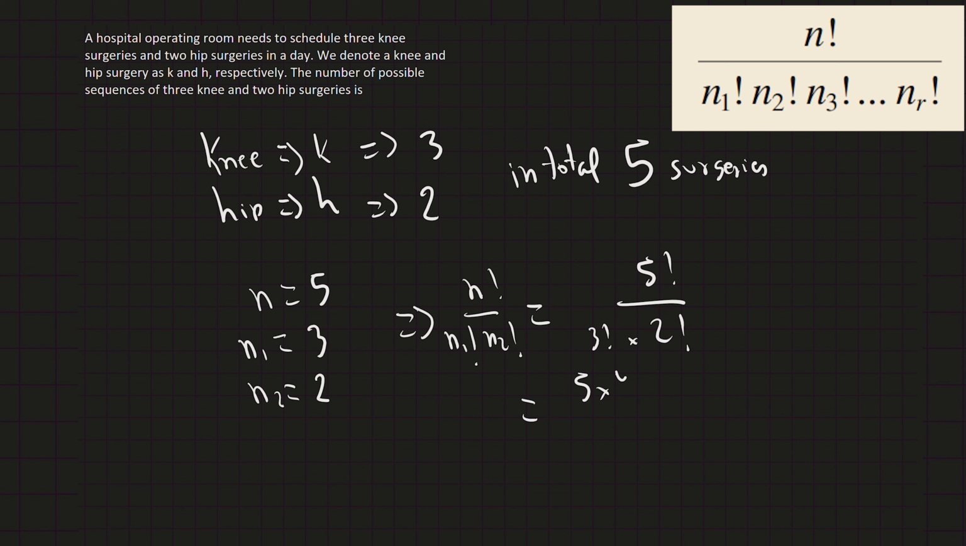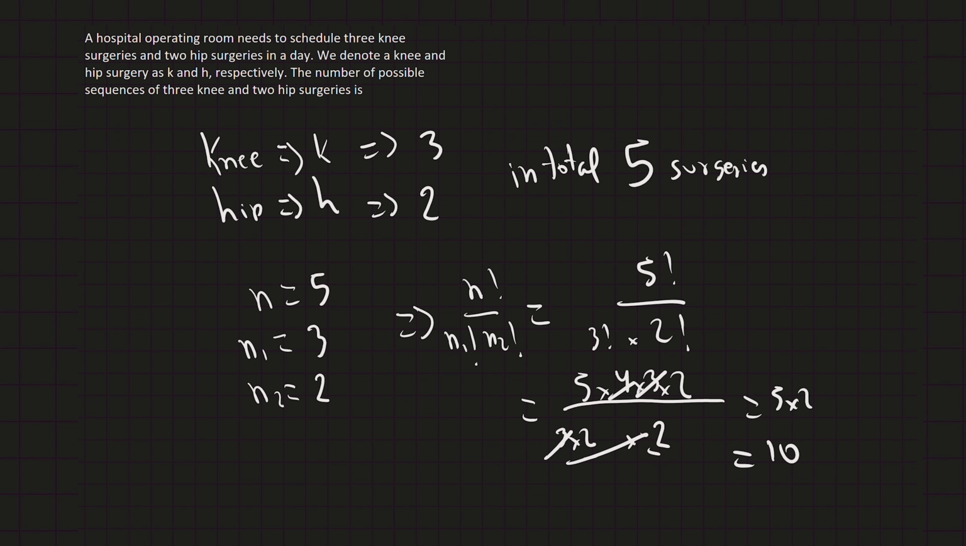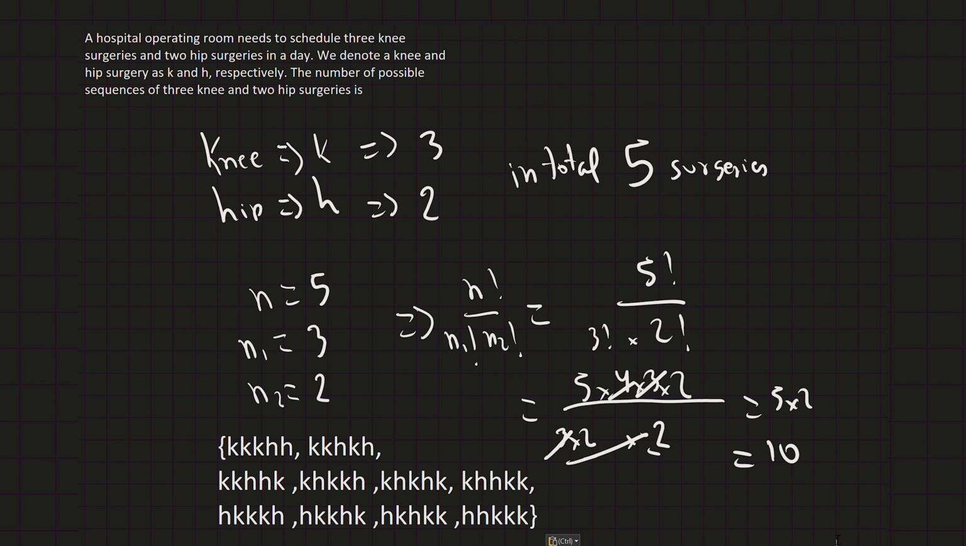And this is equal to 5 times 4 times 3 times 2. The times 1 I'm not going to put here because it's really not important. Divided by 3 times 2, and 2 factorial is just 2. Here we're going to cancel out some things. 3 goes with 3, and 2 times 2 is 4, so the 4 on top goes away. What we got left is 5 times 2, and that is equal to 10. So 10 is the number of possible sequences of 3 knee and 2 hip surgeries in a day. Here you can actually see the 10 sequences that we can get from hip and knee surgeries in a day.